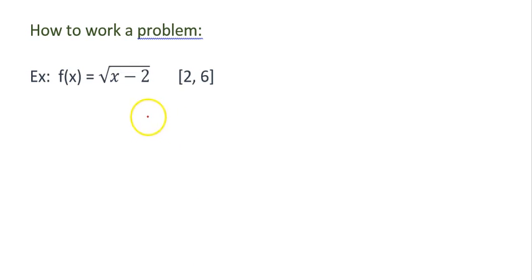Okay, so how to work a problem. What they're going to do is give you a function. Here I have f of x is the square root of x minus 2. They're also going to give you an interval. Before you ever start doing anything, you need to realize on that interval from 2 to 6, is this function continuous and is it differentiable? Well, the square root function we know is like half of a parabola turned sideways. This one is moved right too. And so if you're thinking about what that graph looks like, it's something like this.